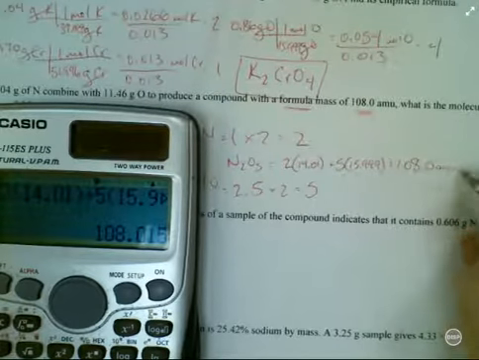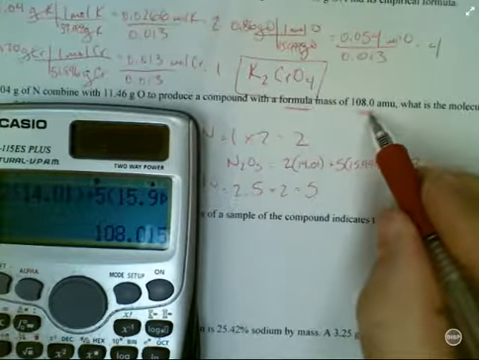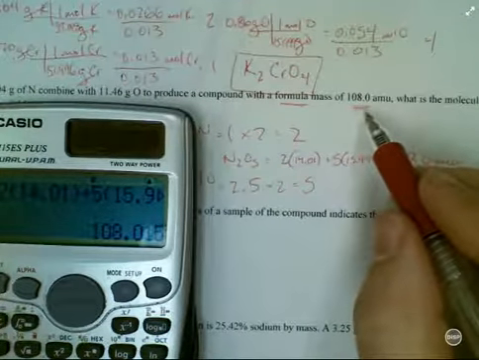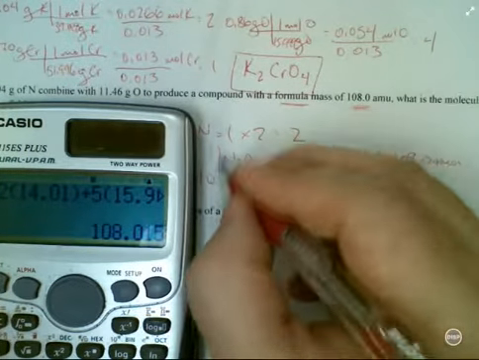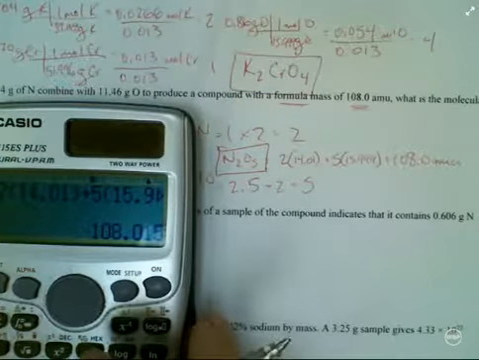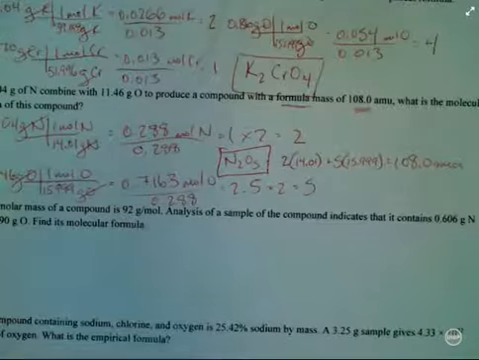108.0 AMU. Which is exactly the mass of the molecule. And so that must mean that this empirical formula is the exact same thing as the molecular formula. Boom. That was easy.